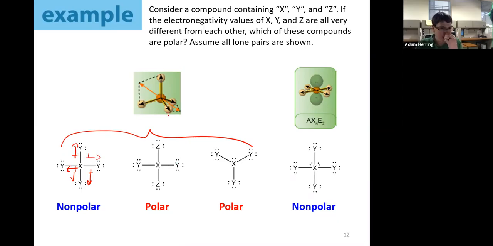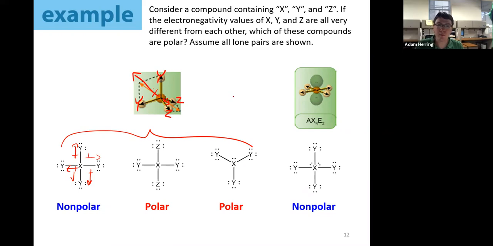That's because if we look at the structure, we can see that there's going to be a difference in pull from the bond dipoles between the elements Y and the element Z. Perhaps Z is not as strongly electronegative as Y is, and so we have a large bond dipole pulling towards the Y. It could go the opposite direction.